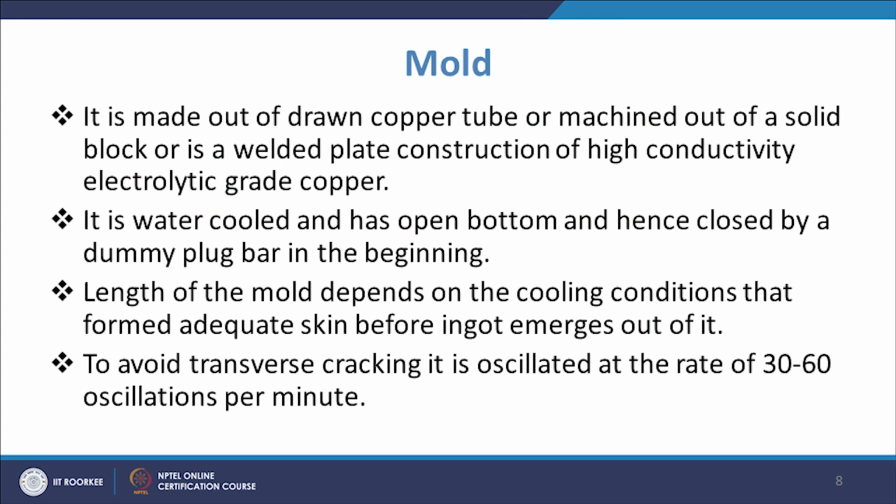Then the metal comes towards the mold. We have already discussed that this mold is made of drawn copper tube, or machined out of a solid block, or is a welded plate construction of high conductivity electrolytic grade copper. So the mold in continuous casting is made with high grade electrolytic grade copper, and copper is chosen for the obvious reason that it has very high conductivity, and it can remove the heat of the molten metal very fast.